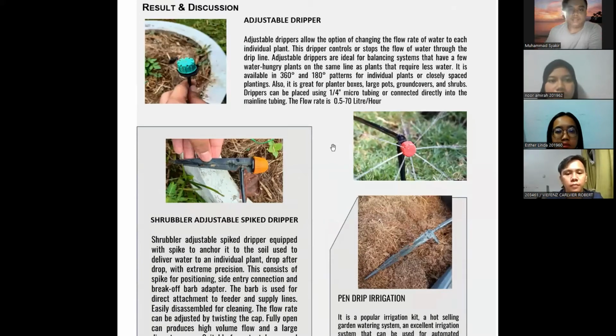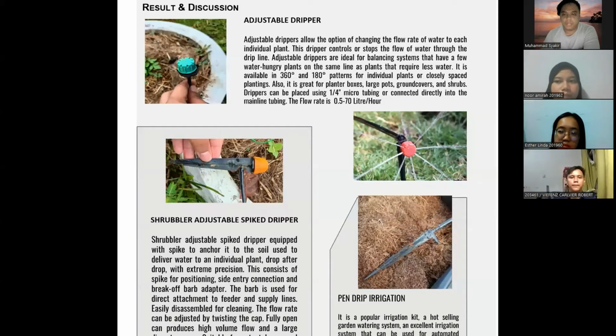These drippers allow the option of changing the flow rate of water to each individual plant. So this dripper controls or stops the flow of water through the drip line. Adjustable drippers are ideal for balancing systems that have a few water-hungry plants on the same line as plants that require less water.